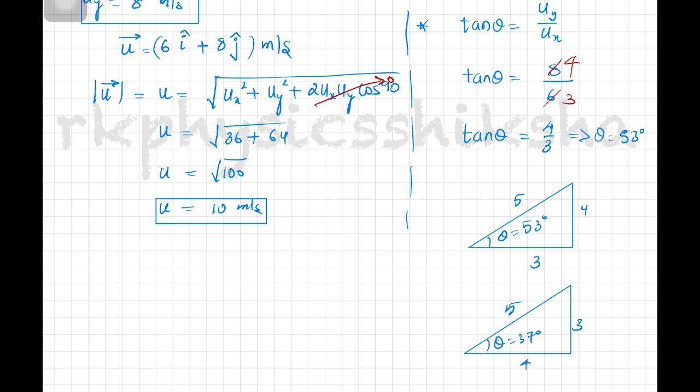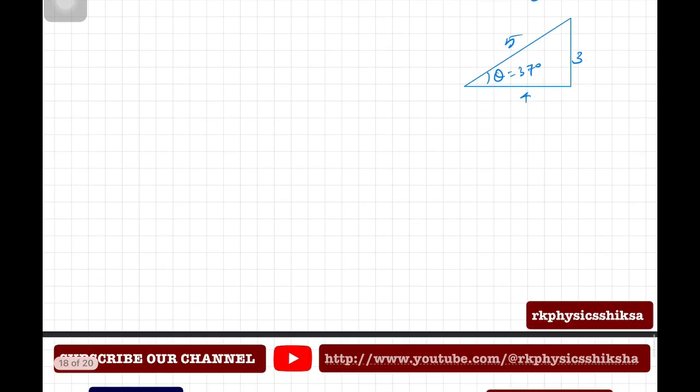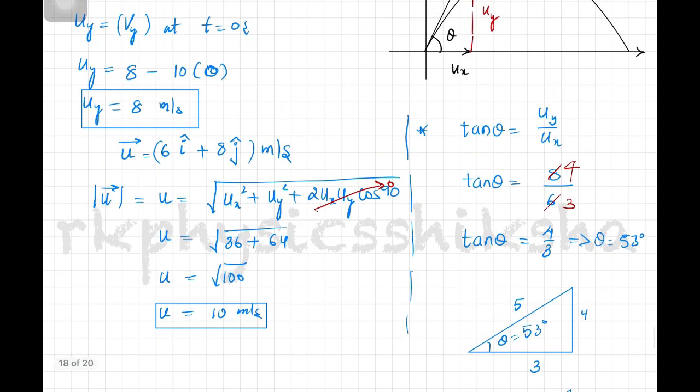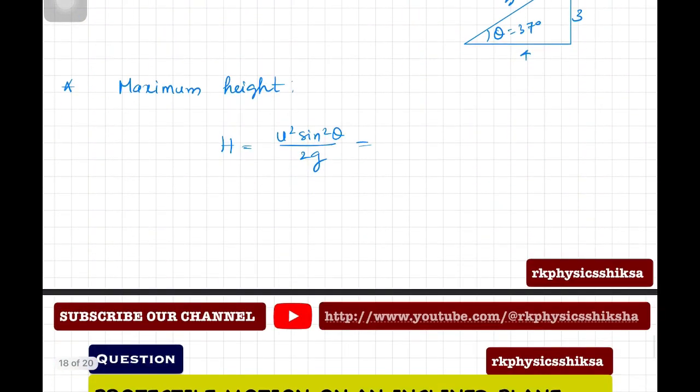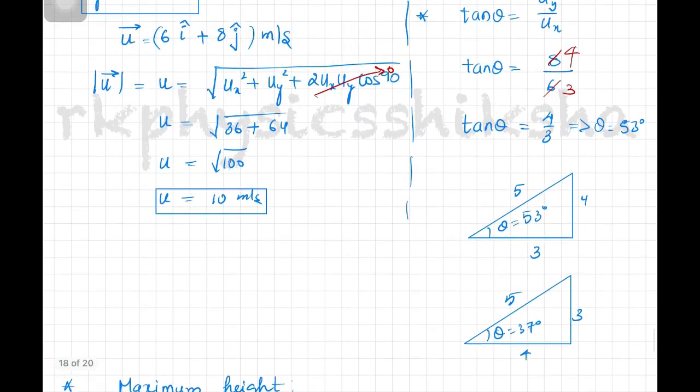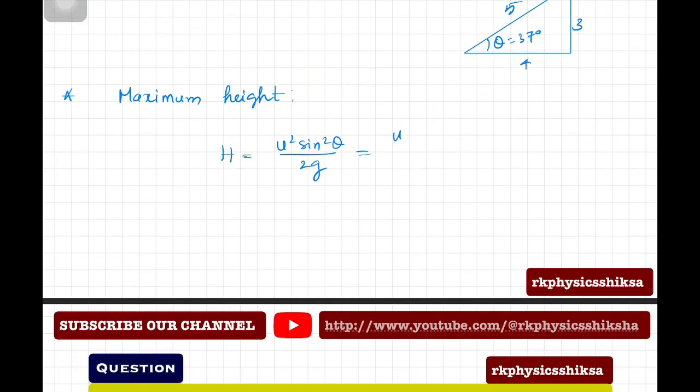What else are they asking you? They are asking you to calculate the maximum height of the projectile. So we know very clearly how to calculate it. H is equal to u square sine square theta by 2g, or you can also write it as, u sine theta is the vertical component of velocity, uy. That means I can even write it as uy square by 2g.